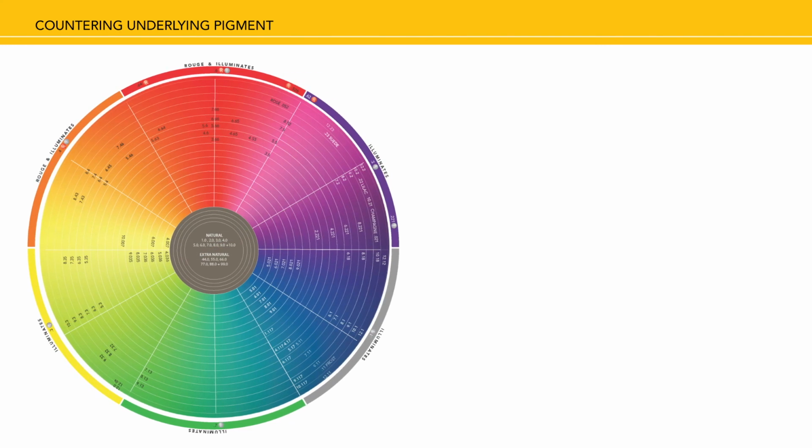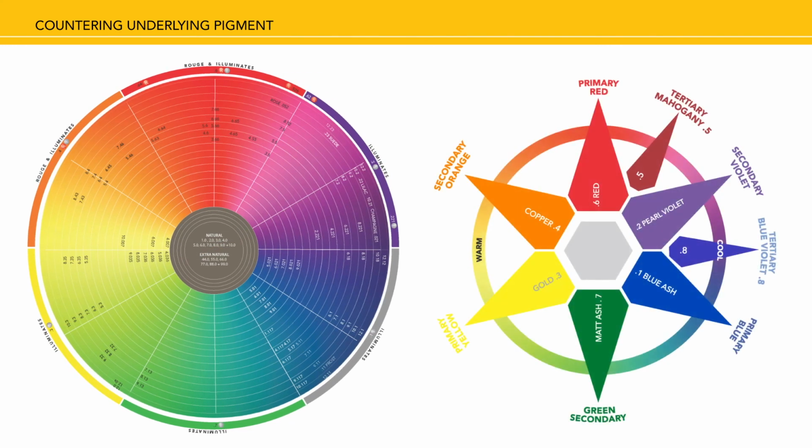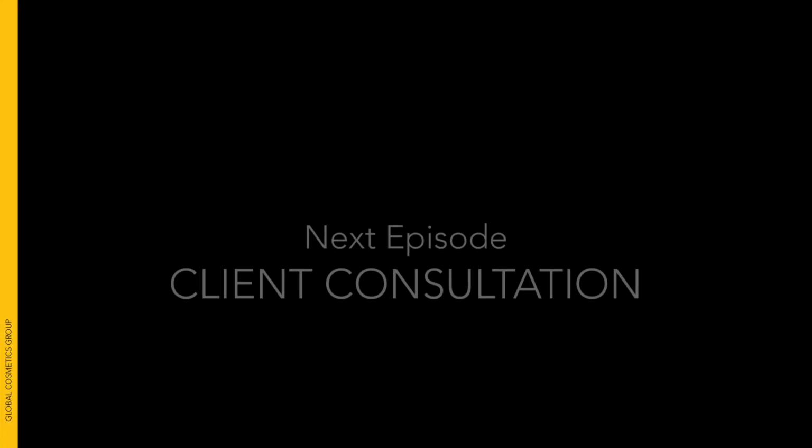Understanding our underlying pigments and how we can use our colour star to help us determine whether a shade will help us enhance or neutralise our tones is the first foundation for successful colouring.